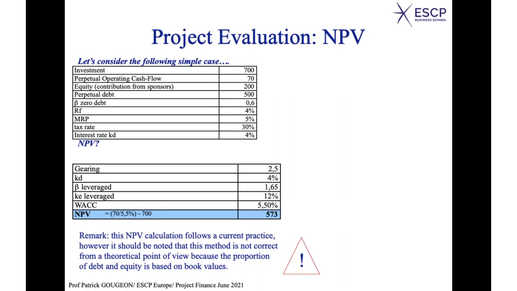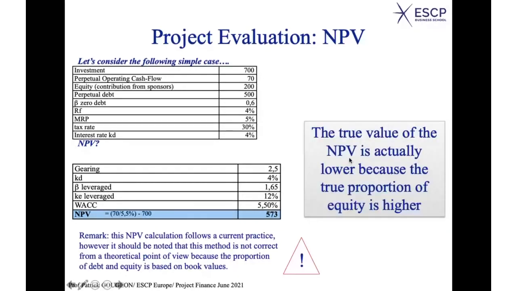So that's one of the difficulties which is very often forgotten, a kind of miscalculation. The true value of the NPV is actually lower because the true proportion of equity is higher. There is a value of this project, and the equity value is more than just 200, which was invested by the equity holders. By investing in this, the equity holders create value. So the value of their equity is more than 200. So how can we solve that?